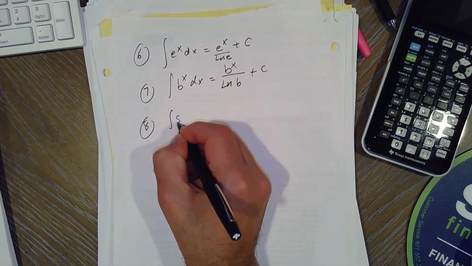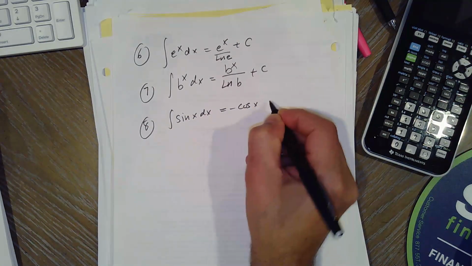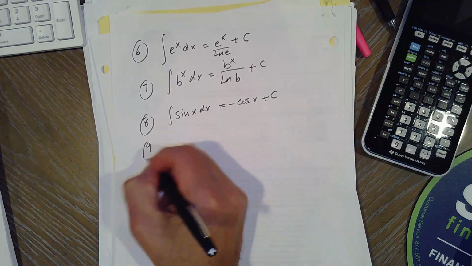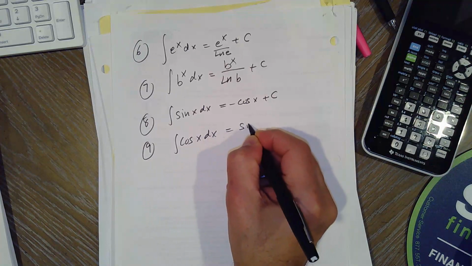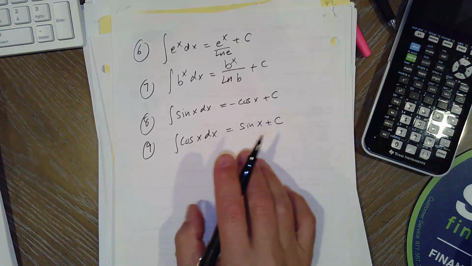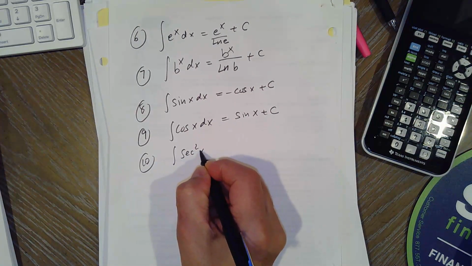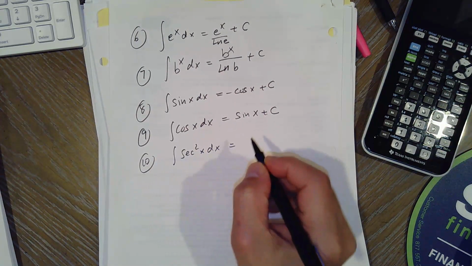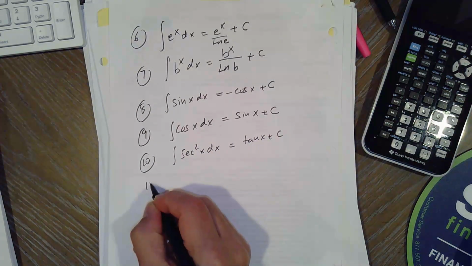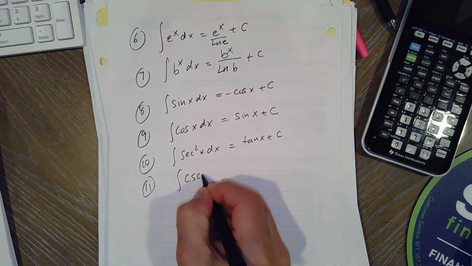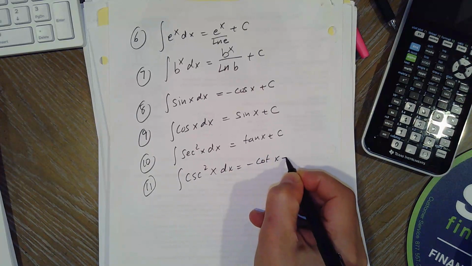Integral of sine x dx is negative cosine x plus c, and integral of cosine x dx is sine x plus c. Integral of secant squared is tangent x plus c, and integral of cosecant squared is negative cotangent x plus c.